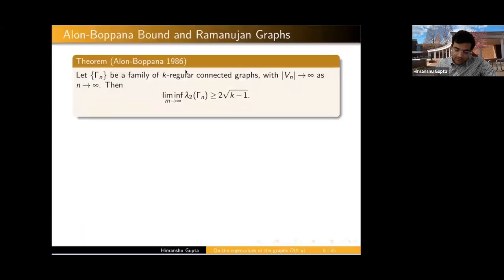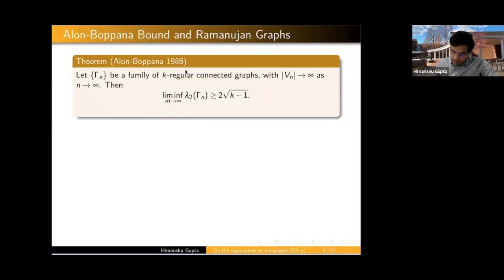We cannot, due to this result by Alon and Boppana, which says that if we have a family of k-regular connected graphs such that the size of the vertex set goes to infinity, then in the long run, your second largest eigenvalue is always greater than or equal to 2 square root of k minus 1. So we cannot arbitrarily improve the spectral gap.